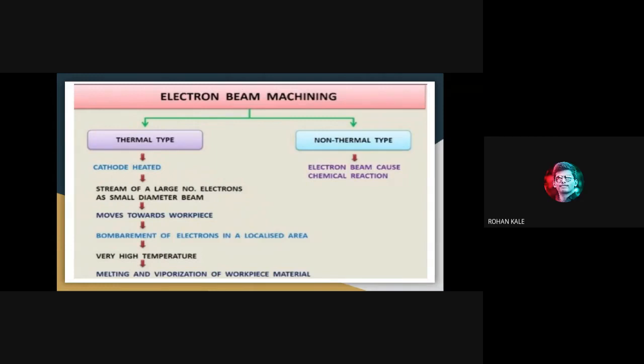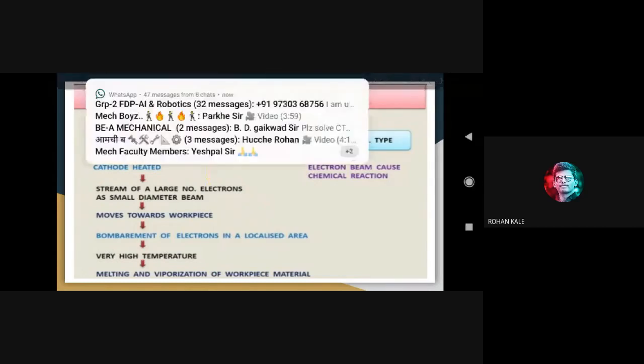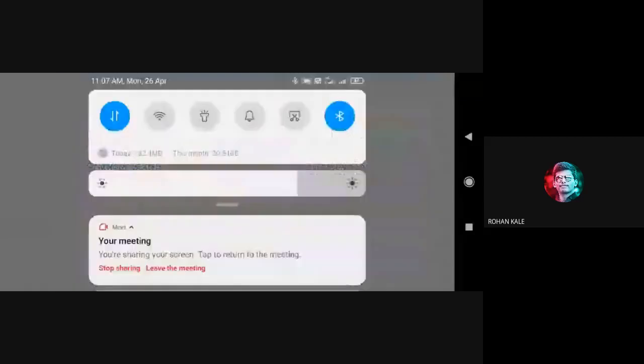workpiece. As the electrons bombard a very small localized area, a huge amount of temperature is generated on that portion of your workpiece surface. So machining is going on due to that high temperature generation. That means due to the melting and the vaporization of the workpiece material. From your workpiece surface, the material gets melted and vaporization will start from that localized area. Okay, that is the working principle of this electron beam machining.